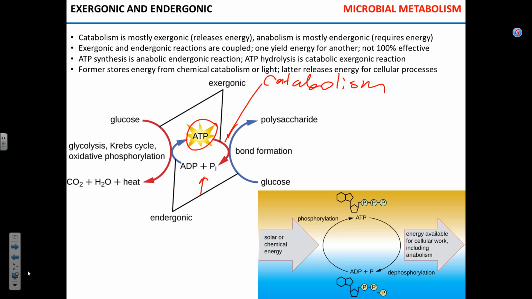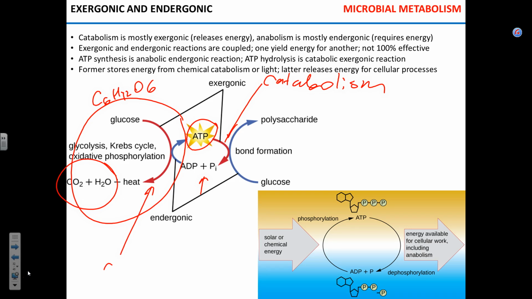Again, glucose. When glucose is oxidized, either in the process of glycolysis or glycolysis plus Krebs cycle plus electron transport chain, oxidative phosphorylation, all those reactions. Look, you start with a molecule of glucose and you end up with CO2 and water. It's definitely catabolic, okay? And it also produces energy, so it's exergonic.